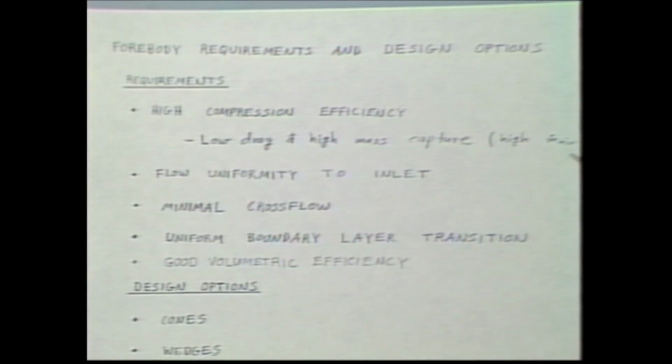Okay, forebody requirements. High compression efficiency, low drag and high mass capture. This parameter, mass flow per unit drag, I'll talk about more later. It's sort of an interesting parameter to look at. Flow uniformity, Dr. Lewis talked a lot about that. Cross flow is an issue for transition and uniformity.